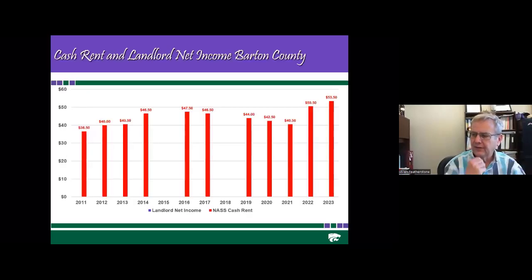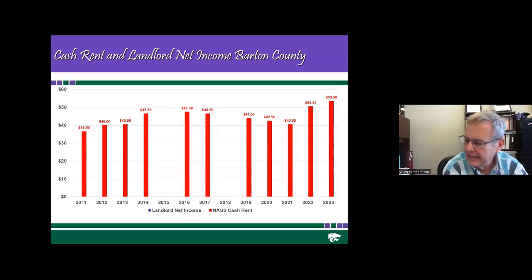Looking at this first slide here, it basically looks at the NASS cash rent value data for Barton County, Kansas. This is in the center of the state. One of the things you'll end up looking at: in 2011, it was 3650. It increased to 4650 in 2014. In 2015, there's no data. And so that kind of creates an issue with regards to doing methods in other manners.